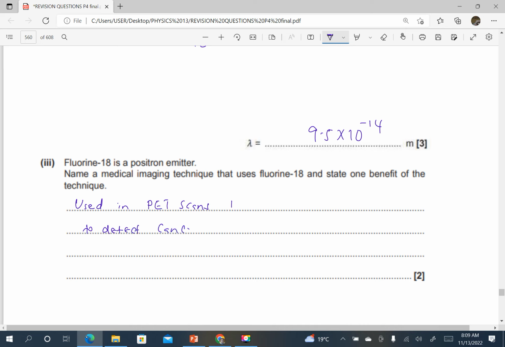cancer, to detect tumors, or to study the functioning of organs, such as the brain.